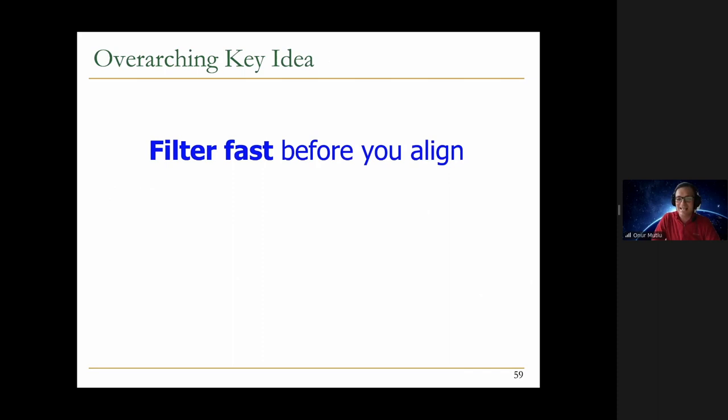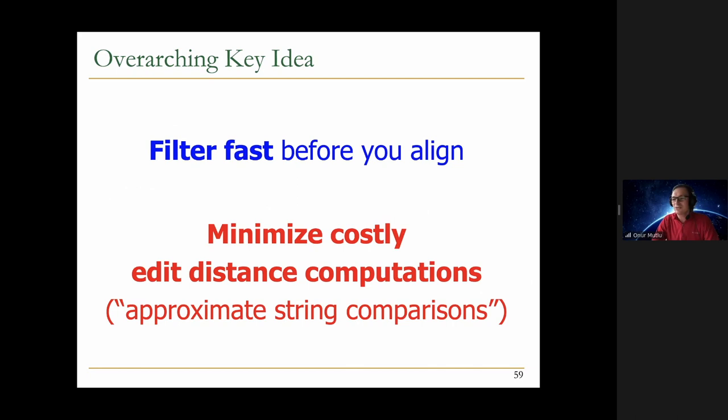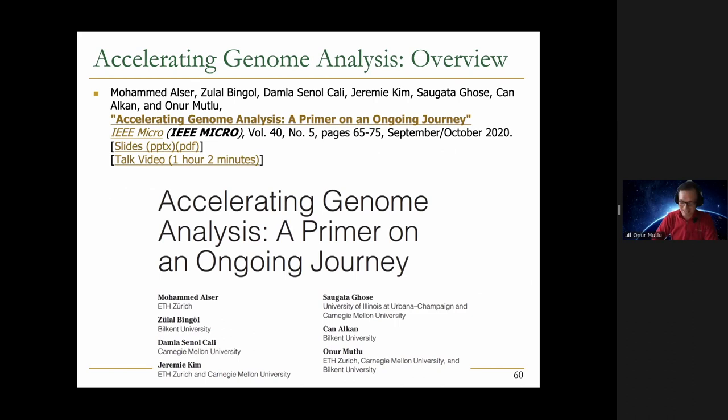Can we somehow get rid of this edit distance computation as much as possible and do it only when we really, really, really need to? This leads to a hierarchical or two-level mapper. The first level is a filter. We would like to filter fast before we do the alignment, so that we do the alignment only when it's absolutely necessary and we have confidence that we have to do it. You can also state the key idea as minimizing costly edit distance computations or approximate string comparisons.